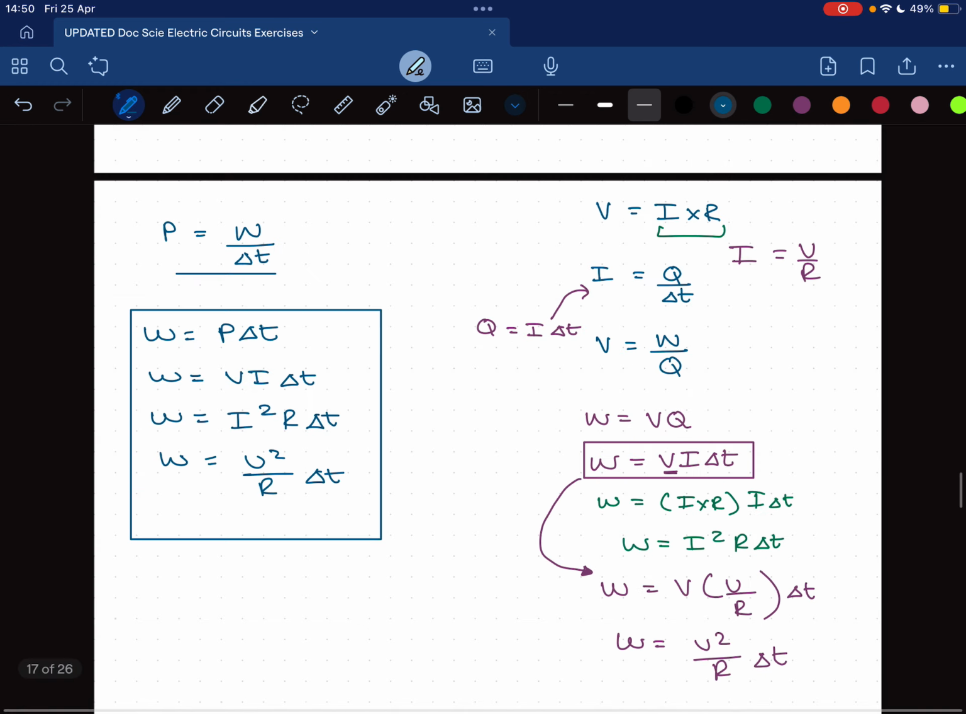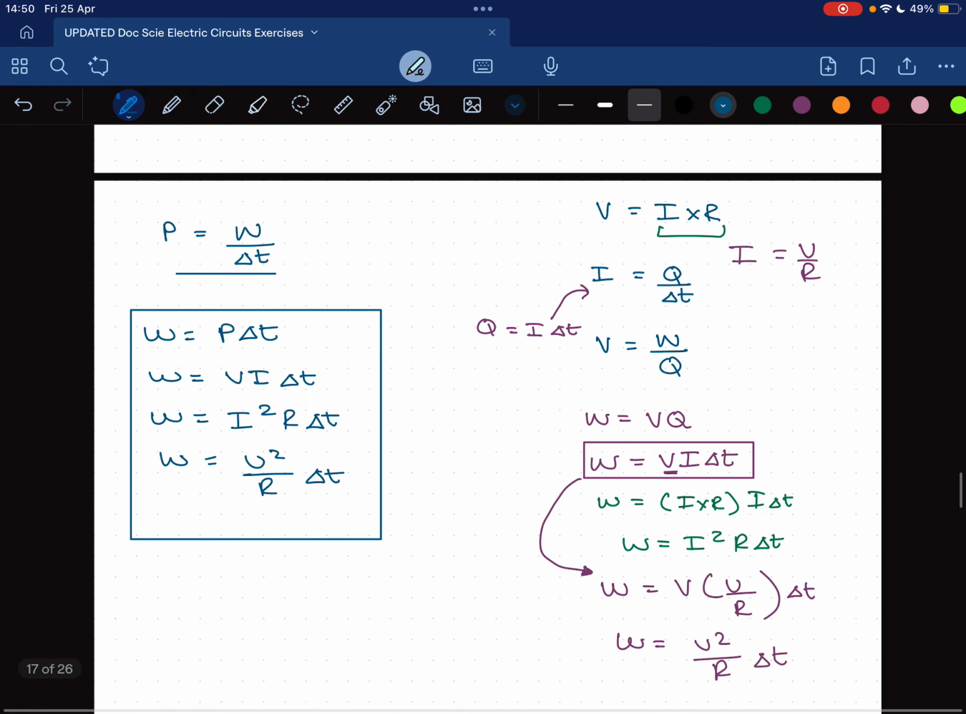Okay, but if we think about power itself, power is now related back to this W over delta T. So if we had to take all of these other work equations and put them into the power, then we'll notice how it's going to change. So let's have a look at this one here.